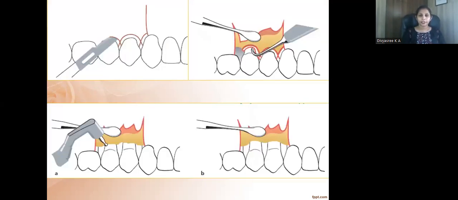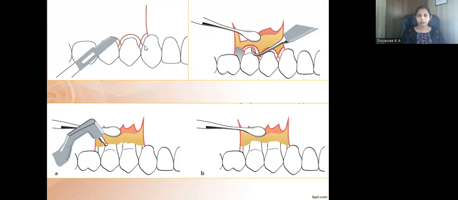Now, coming to the steps in apically displaced flap surgery. First, it involves the placement of an internal bevel incision, 0.5 to 1 mm from the gingival margin, aimed at the crest of bone. This is followed by the crevicular incision. Then it should also involve vertical incisions.